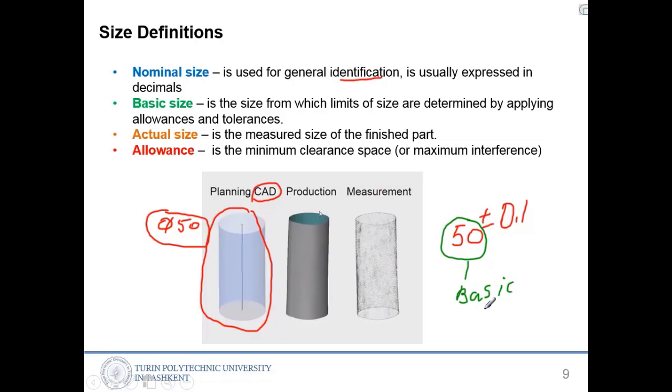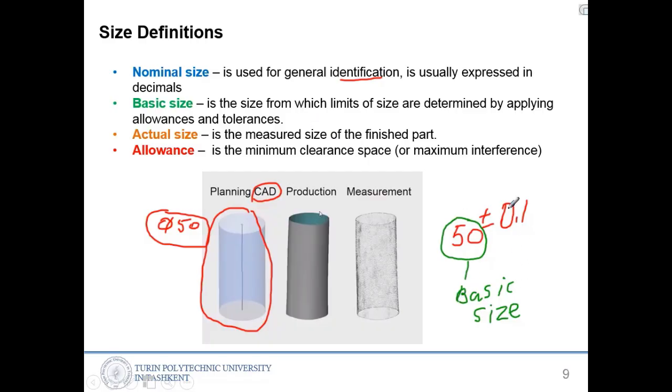50 is the basic size. It is the size from which the limits of size are determined by applying allowances and tolerances. So we are adding to and subtracting from this value. This is the basic size.